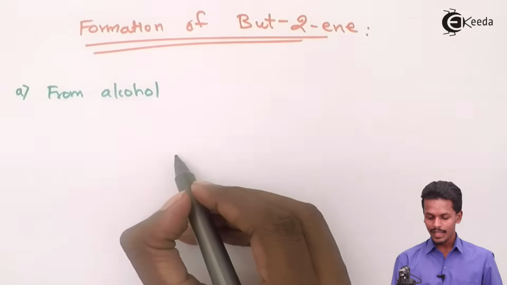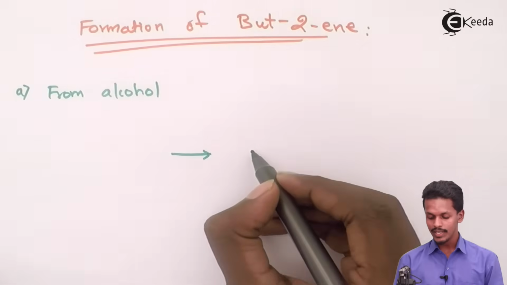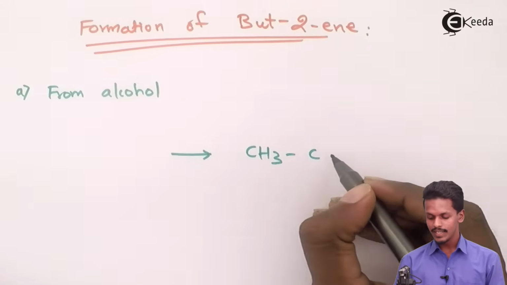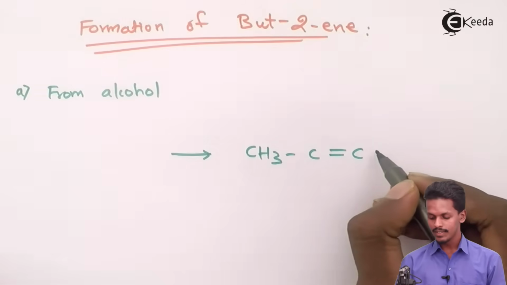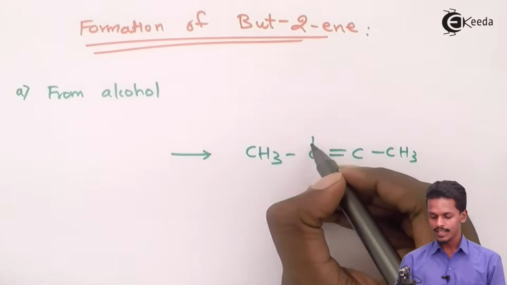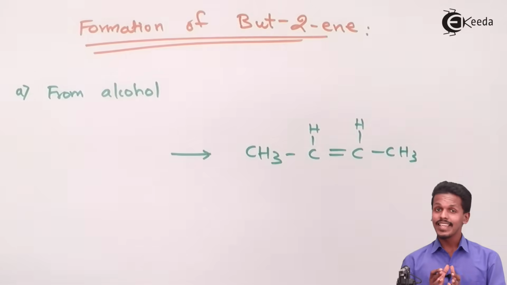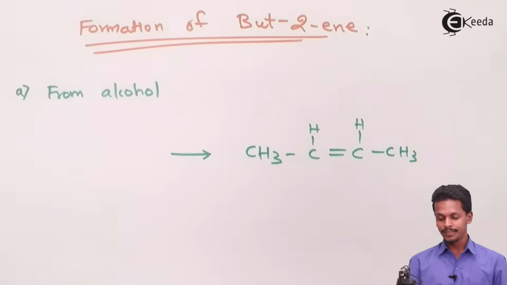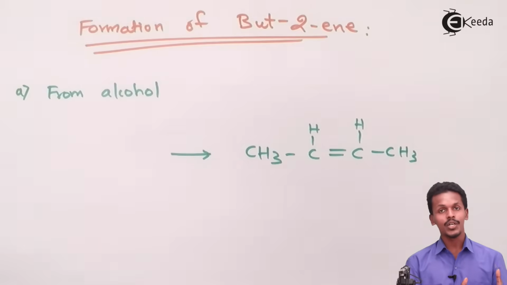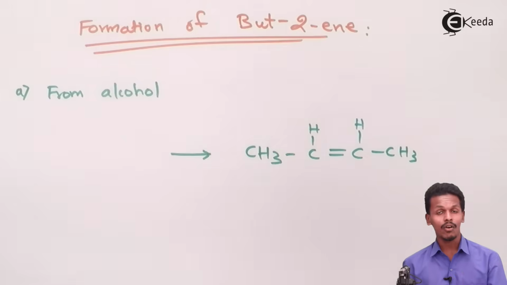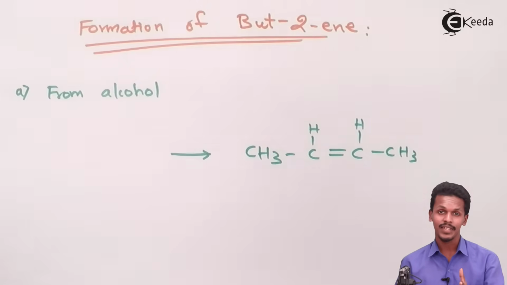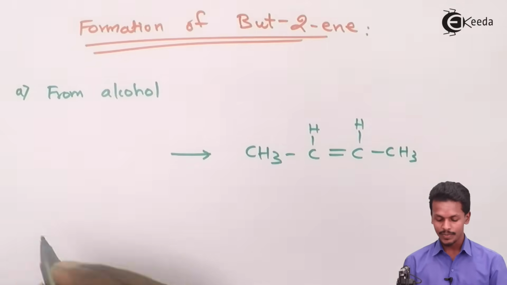Suppose we have to prepare but-2-ene. But-2-ene is nothing but CH3, C double bond C, CH3, and here it is H and H. So this is the main factor that we are going to talk about. Suppose we have to introduce an alcohol: the alcohol or hydroxyl group should not be attached on the primary carbon atom. It should be on the secondary carbon atom at least. So this is what I want to explain.